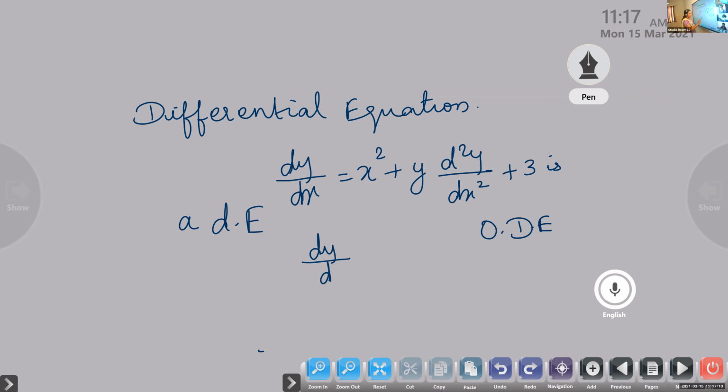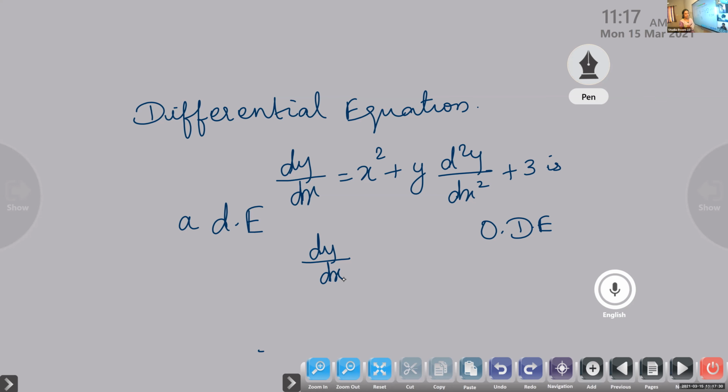dy by dx, isn't it? Derivative of y with respect to x. First order derivative. What is meant by dy by dx? We are differentiating it one time. When you differentiate a function one time, it is denoted as dy by dx. dy by dx is the derivative of a function.